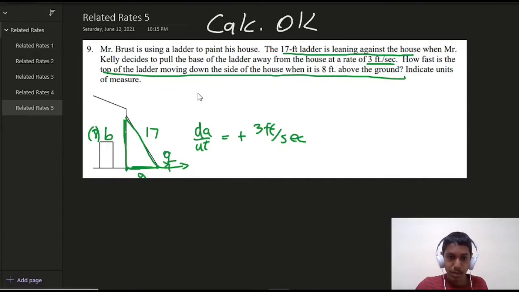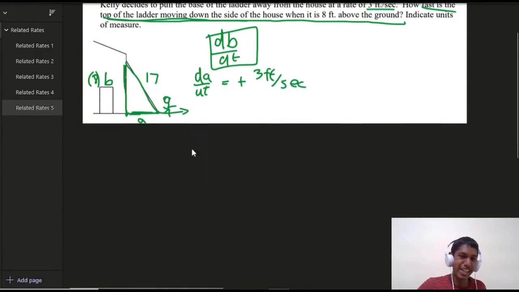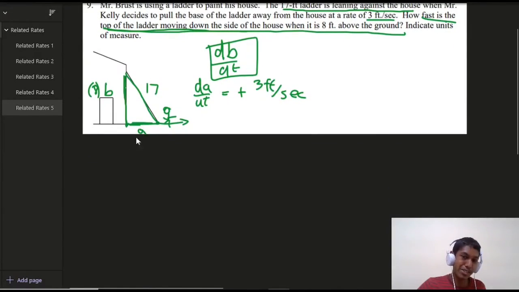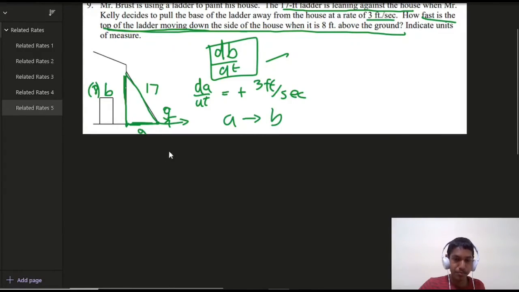Okay, top of the ladder. How fast is the top of the ladder moving down? What does that mean? Well, how do I measure how far the top of the ladder is moving down? It's really just this side length B. Since we're looking for how B is changing, dB/dt is what we're looking for in the end. So, armed with all this information, now we've got to relate. We have dA and we want dB. So let's relate A to B somehow.